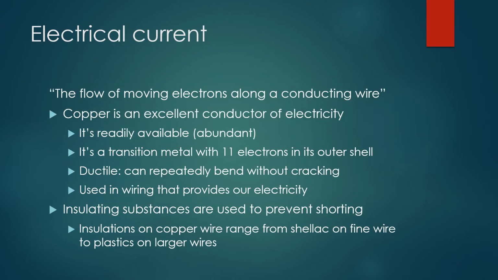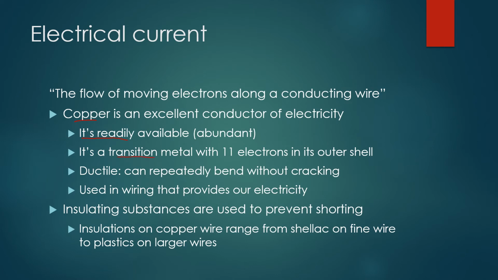So electric current is the flow of moving electrons along a conducting wire. Copper is an excellent conductor of electricity. I used it in the example of the electromagnet a moment before. A lot of houses also use copper wiring in them as well. It is a little more expensive now than it was when it originally started to be used as a good conductor for wires, but it's still readily available and abundant.